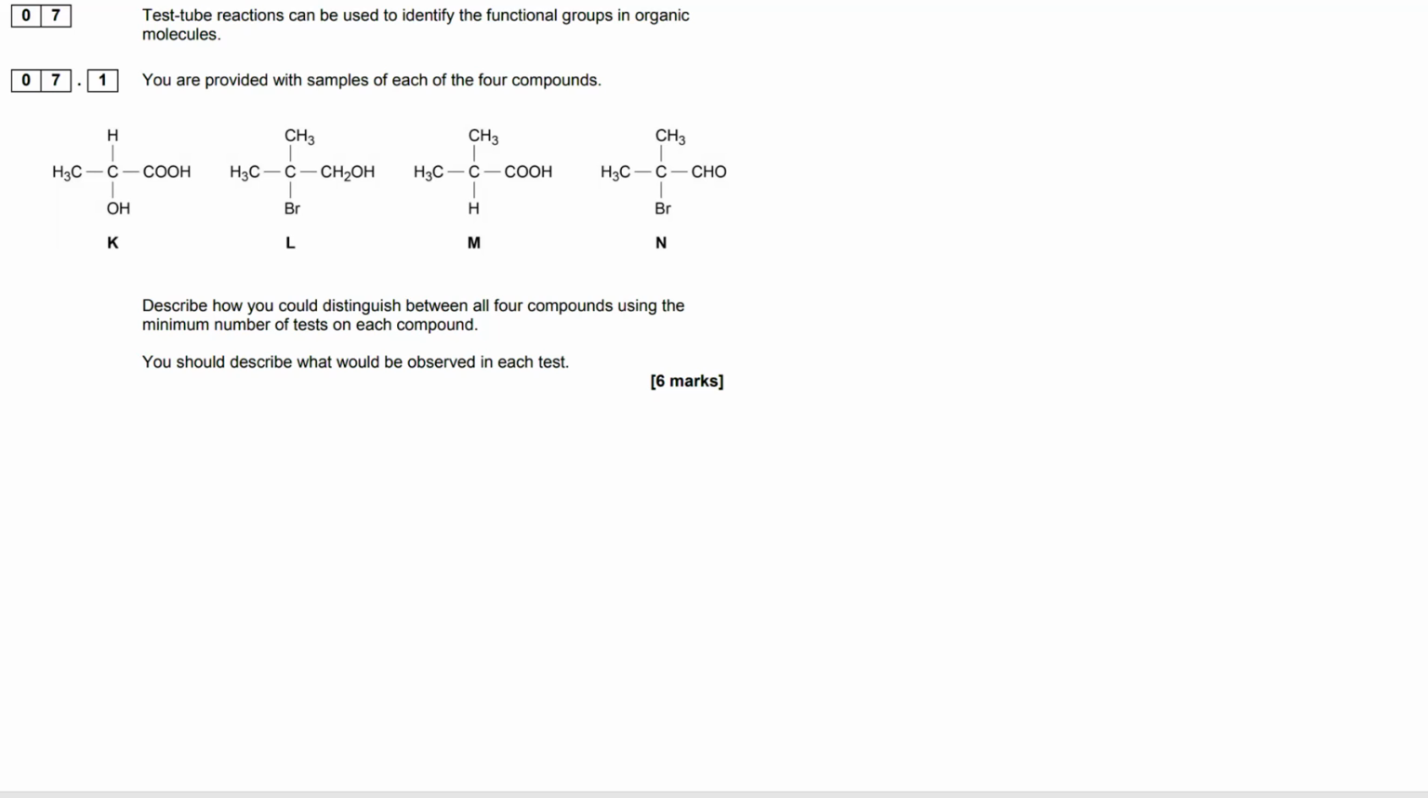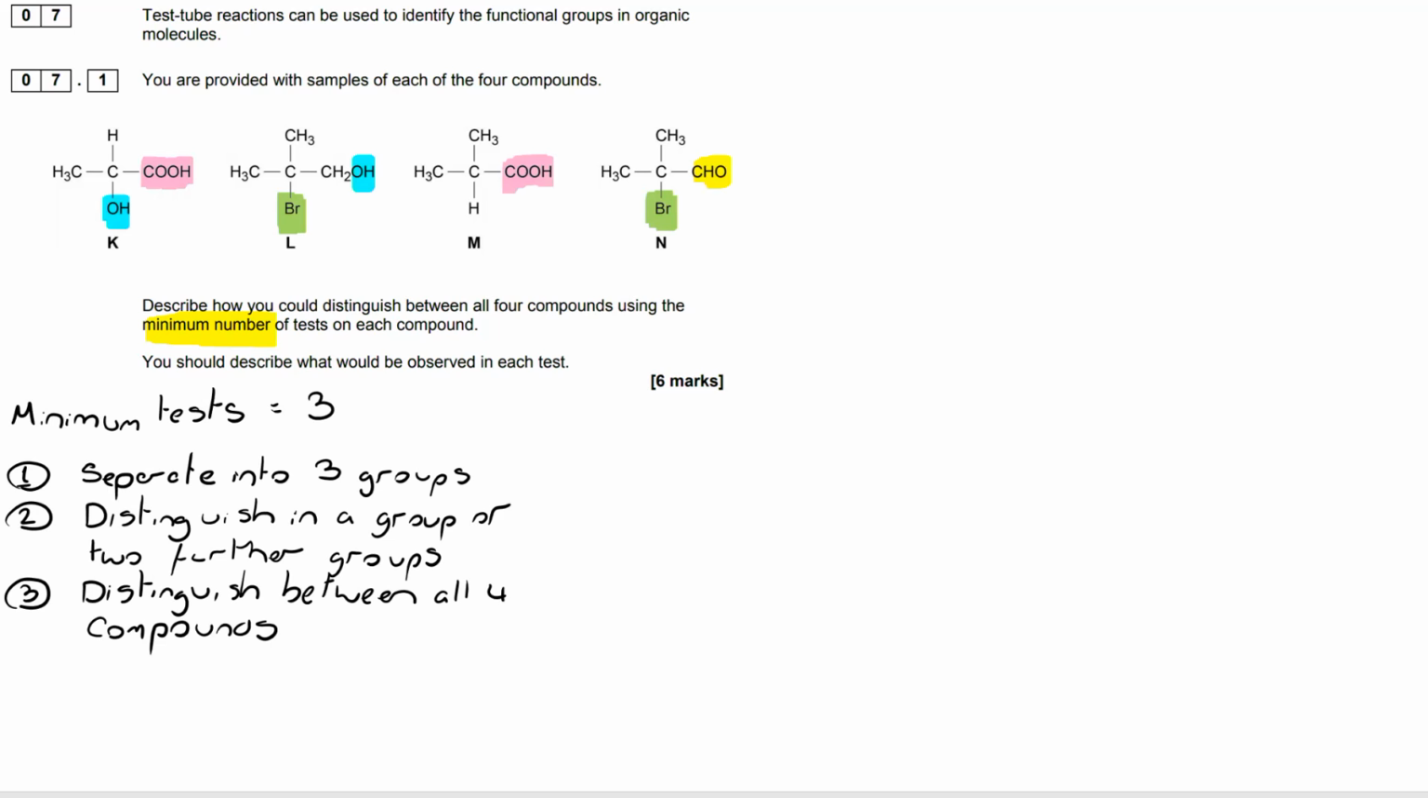So we've got 4 compounds here, K, L, M and N. One of the first things that I would tend to do on this is to go through and highlight what the different functional groups are. So I can see, for example, that K and M are both carboxylic acids. I can see that K and L are both alcohols. I can see that L and N both are haloalkanes. And I can see that N is out there on its own as an aldehyde.